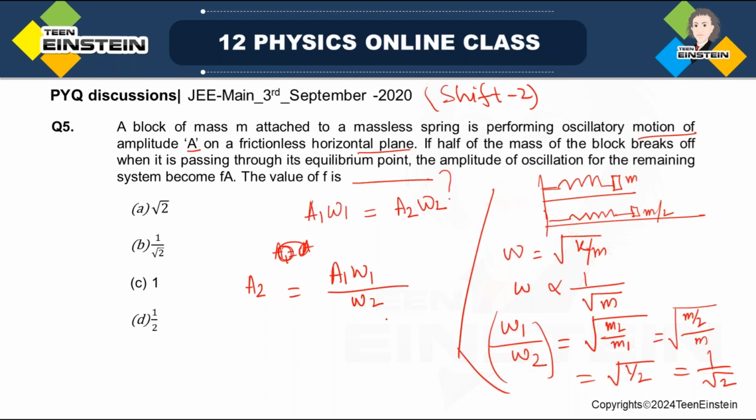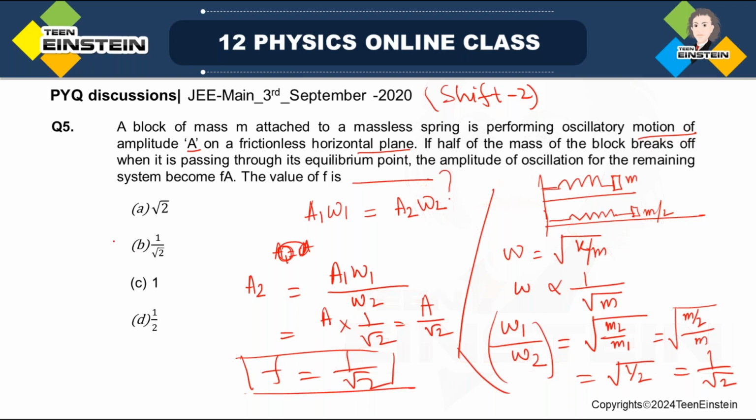I know this ratio omega 1 by omega 2, and this is a. So this is 1 by root 2, right? So 1 by root 2, a by root 2, then a by root 2. So f means what then? f means 1 by root 2. So this is the answer. Option B will be the correct answer here.